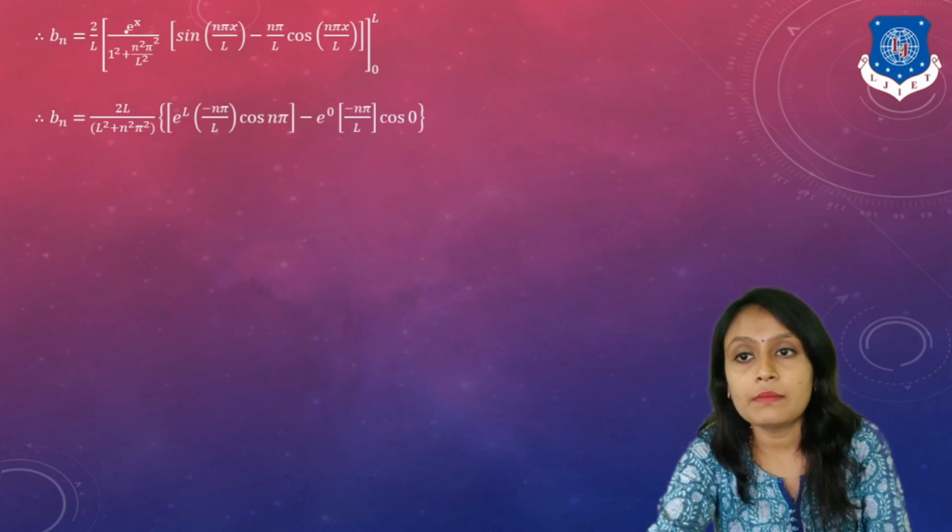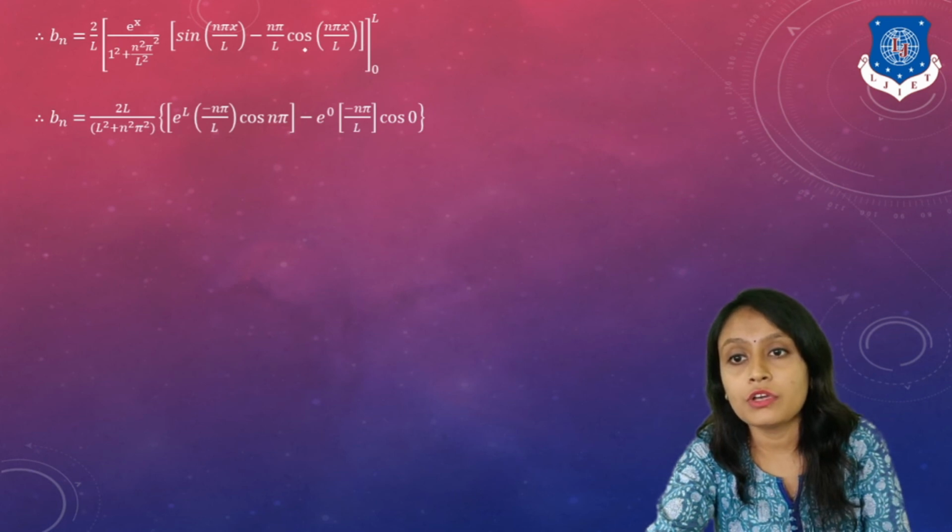Firstly, apply the upper limit. Here you will have e raised to L into, now we substitute L, so L will get cancelled, so sin n pi, and the answer of sin n pi is 0. So this term is gone. And substitute L here, so you will have cos n pi L upon L, L will get cancelled. So here we have only cos n pi, and this minus n pi upon L as it is.